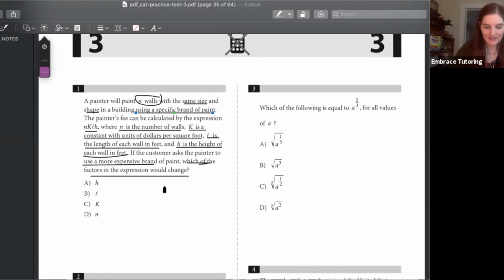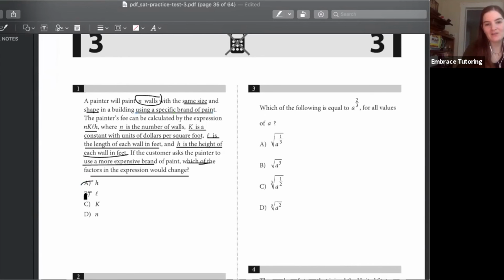Okay, so in this case with question 1, we look at our formula. We know the number of walls. We know that K is a constant with units of dollars per square foot. L is the length of each wall in feet, and the height of each wall in feet. So we know that the height of our room isn't changing. The length of each wall isn't changing. The number of walls is not changing. But the K, the constant, might change based on the type of paint we're using. Okay. So in this case, C is the correct answer.